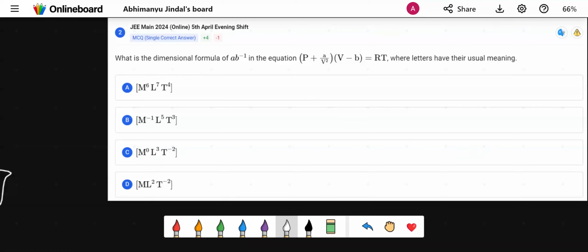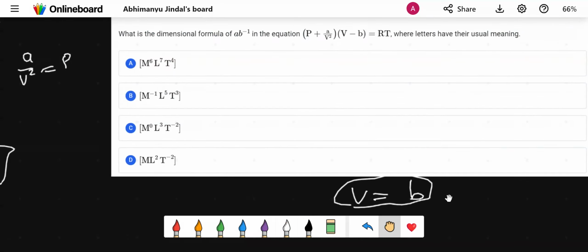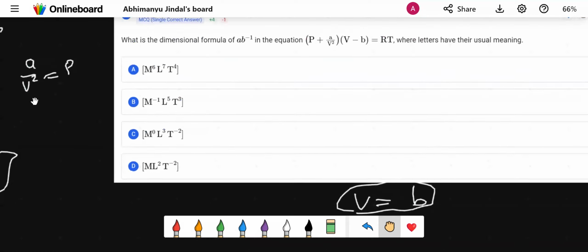Okay. So as you see, the rule states that while adding or subtracting, the dimensions have to be the same. So a by v square equals p, right? Similarly, v minus b, so v equals b. So v is volume and p is, and a is pv square.